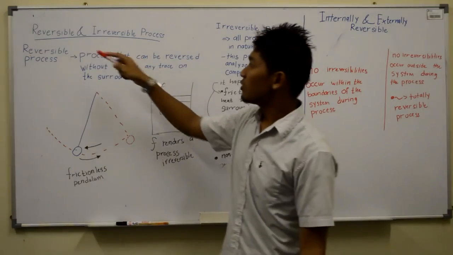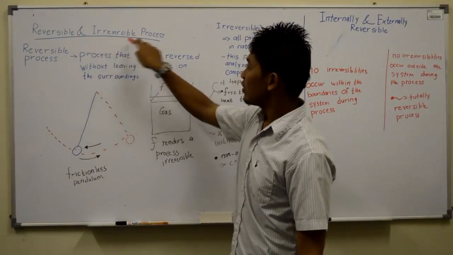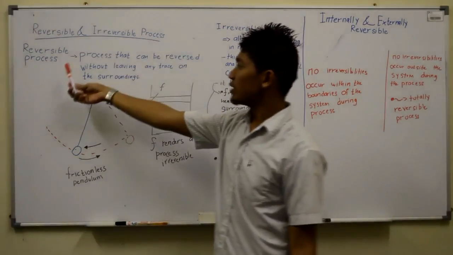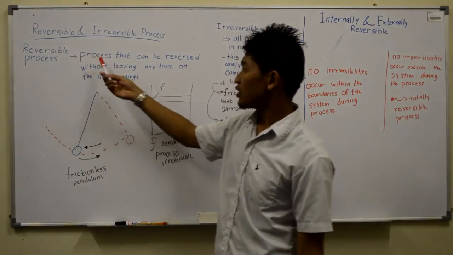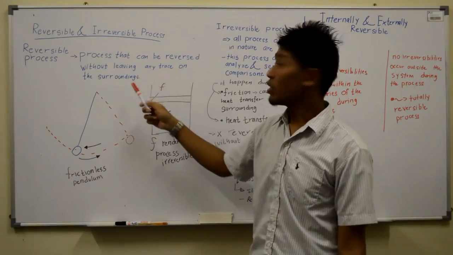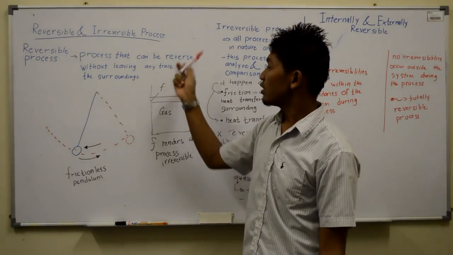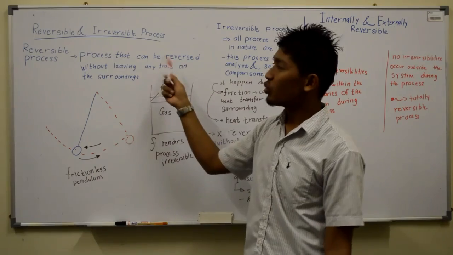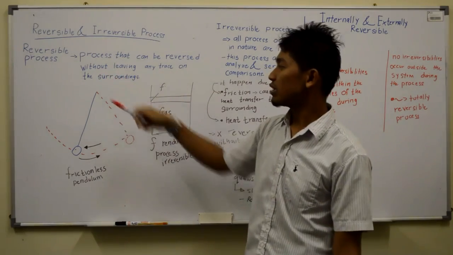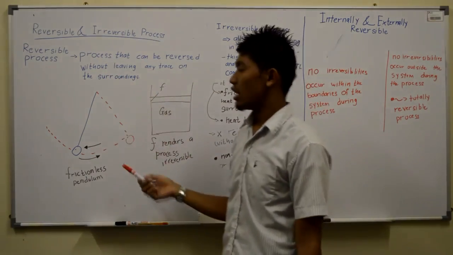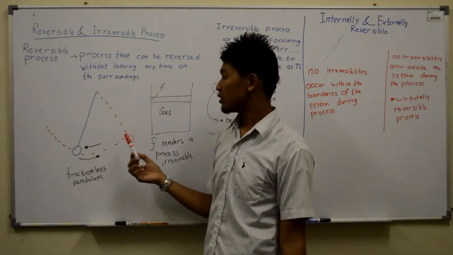Next, I will explain reversible and irreversible processes. Okay, a reversible process means a process that can be reversed without leaving any trace on the surroundings. This definition will tell you briefly what a reversible process is. Then I will give an example of a reversible process.